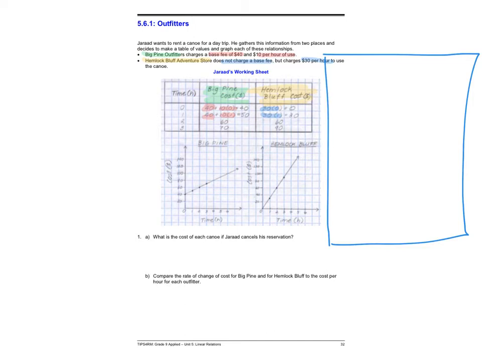So we're going to work out the cost at 2 hours and at 3 hours in the space on the right. You should all be pausing your videos at this time and working it out, and then we can take a look together.